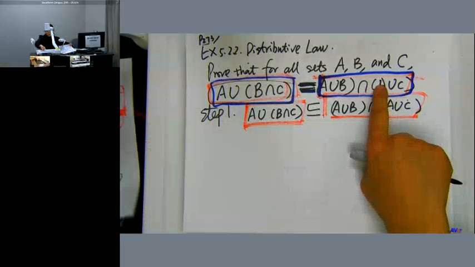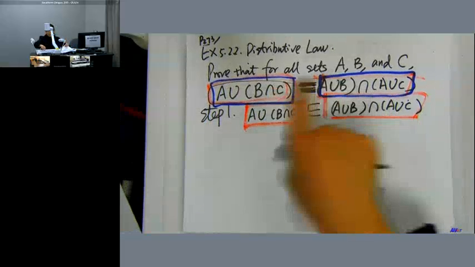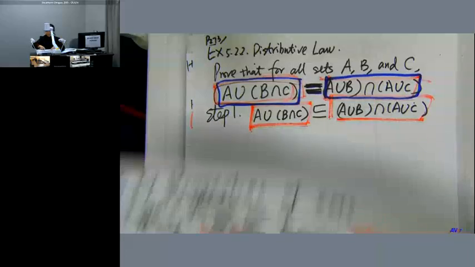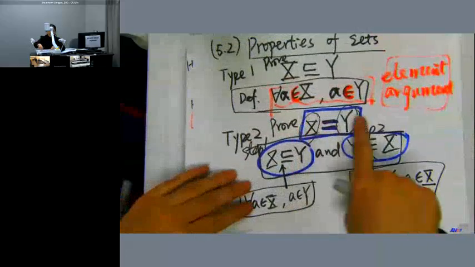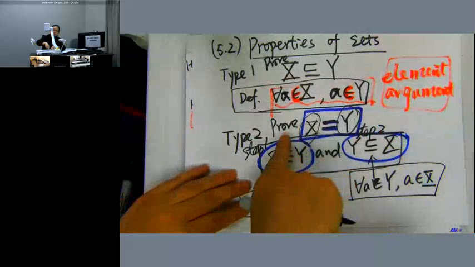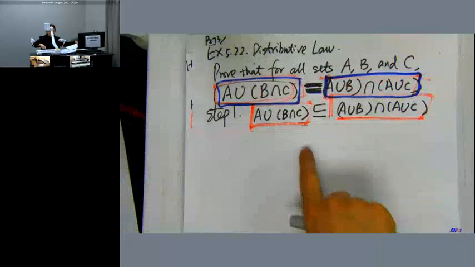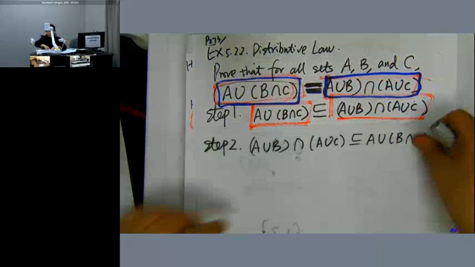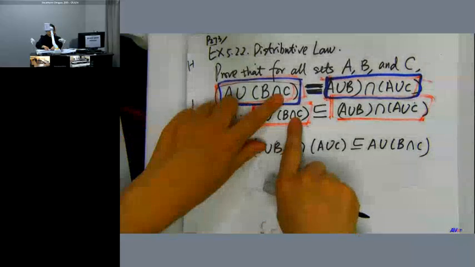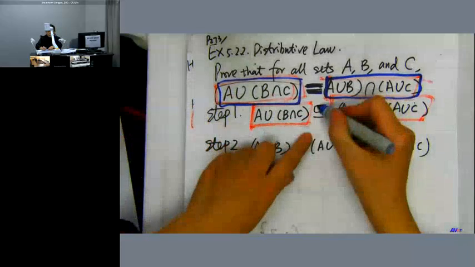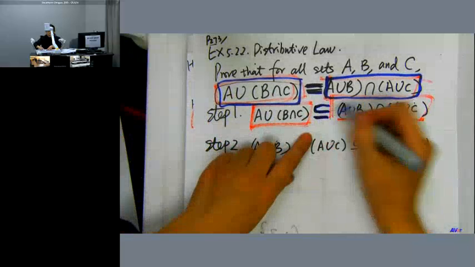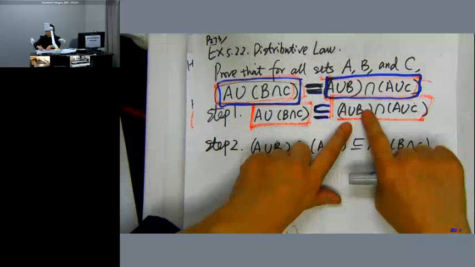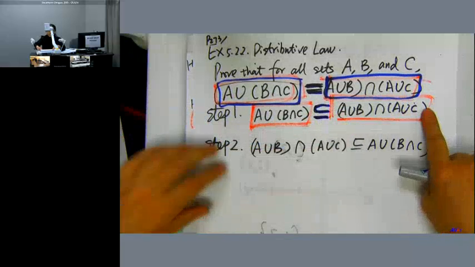By the definition, how do you prove two sets are equal? Two steps. I'm going to show one is a subset of the other, and the other is also a subset of the first one. So that's why I have to break it down into two steps. A union B intersection C is a subset. Look at the symbol. It's not equal anymore. A subset of the right side, A union B intersection A union C.